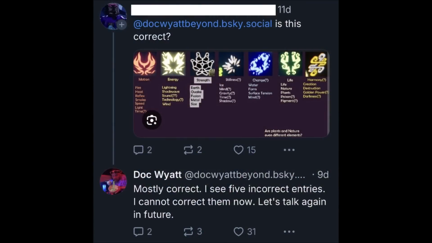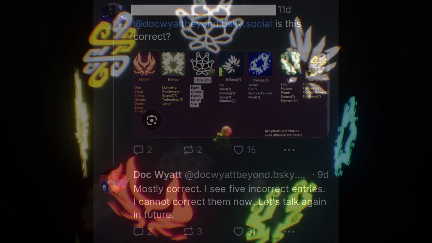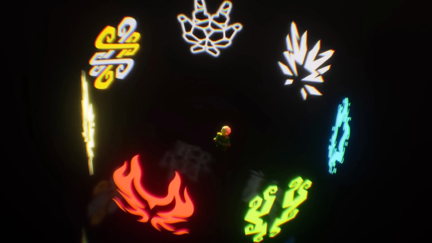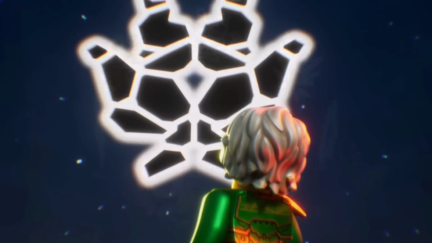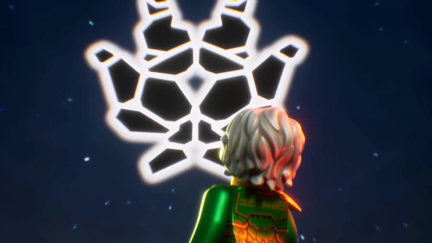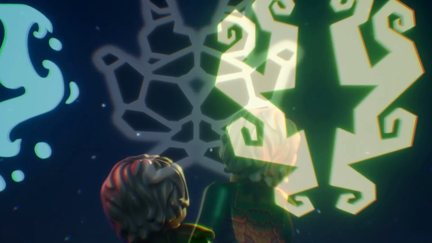But anyway, just given the chart here, Doc Wyatt actually replied to this saying, "Mostly correct. I see 5 incorrect entries, cannot correct them now, let's talk again in the future." So this fan-made chart is actually fairly close to being correct, only with 5 incorrect entries. And by that, I assume Doc Wyatt means that 5 elemental powers are in the wrong spot, in the wrong category. So, with that being said, let's head on over to the chart itself.